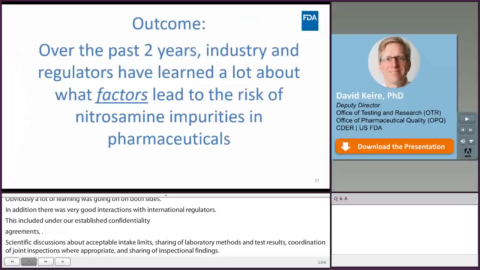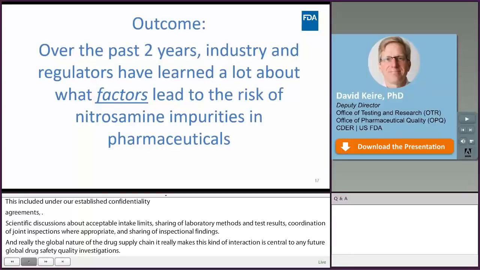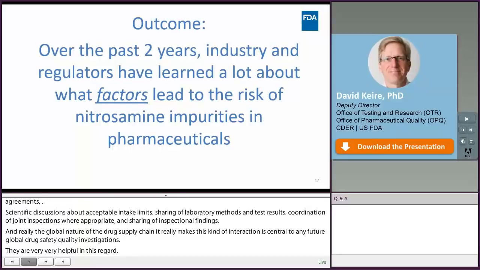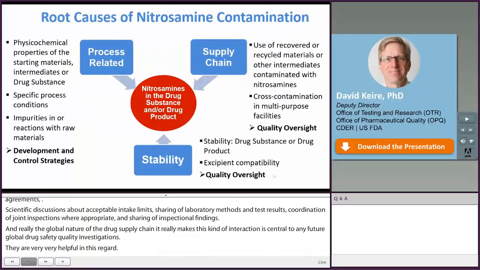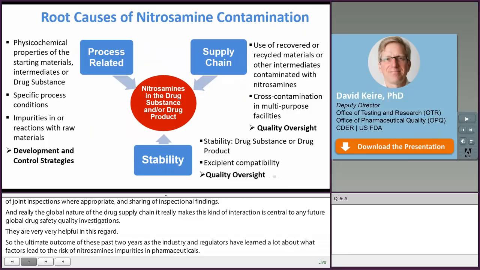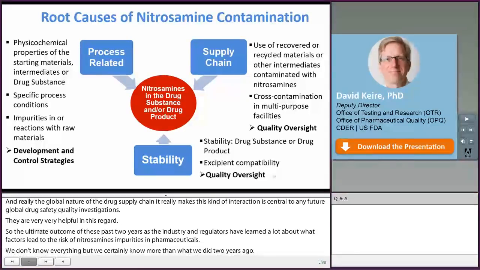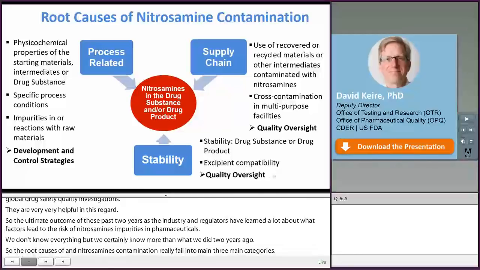So the ultimate outcome of these past 2 years is that industry and regulators have learned a lot about what factors lead to the risk of nitrosamine impurities in pharmaceuticals. We don't know everything, but we certainly know more than we did 2 years ago. So the root causes for nitrosamine contamination really fall into three main categories. They can be process related, supply chain related, or stability related.